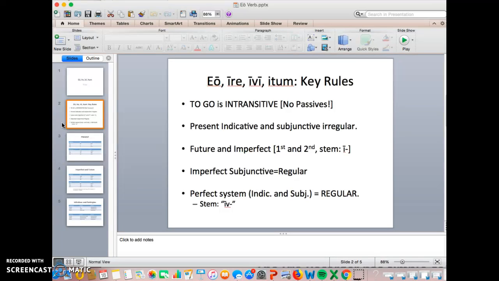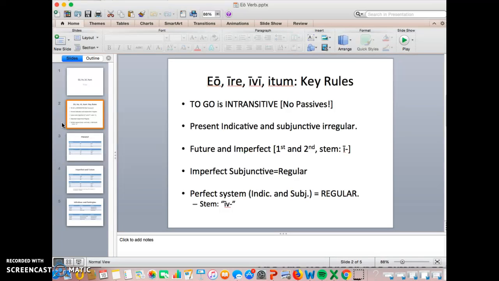However, fortunately in the future and imperfect tenses, we can use a pattern. However, the slight twist here is that unlike the other irregular verbs we've learned, eo, ire, ii, itum actually uses first and second conjugation futures and imperfects, which means we have bo, bis, bit instead of am, es, et, and then we have bam, bas, bat, instead of ebam, ebas, ebat.